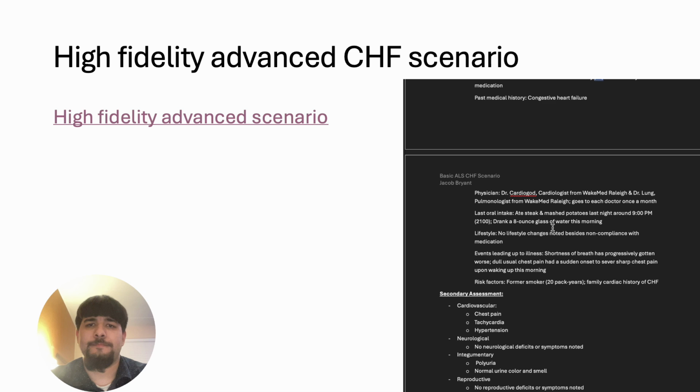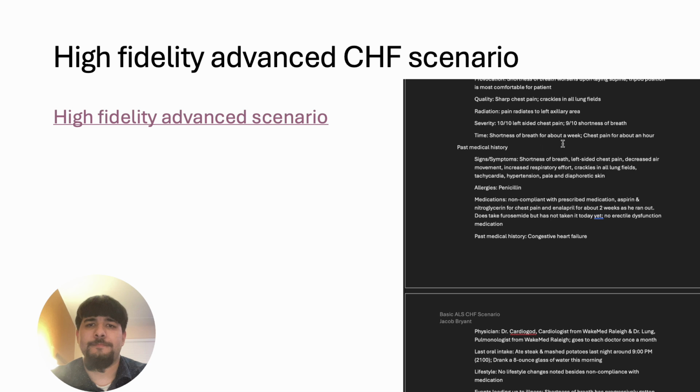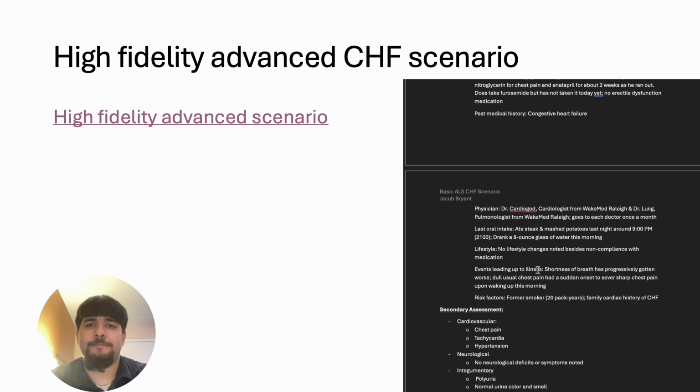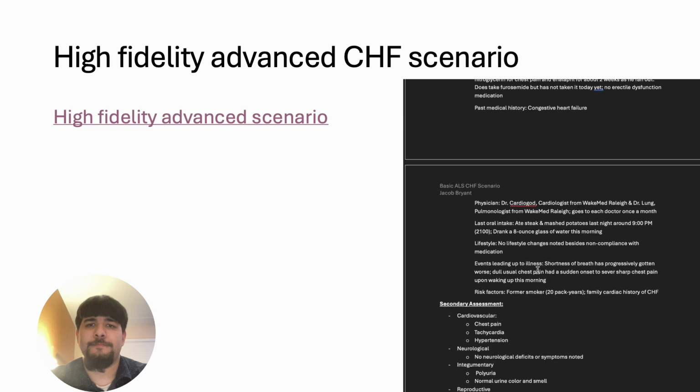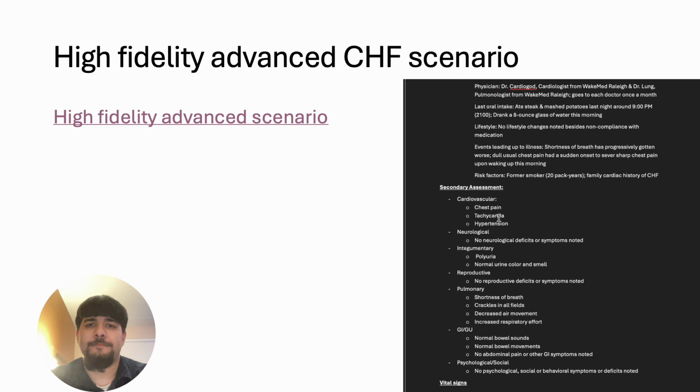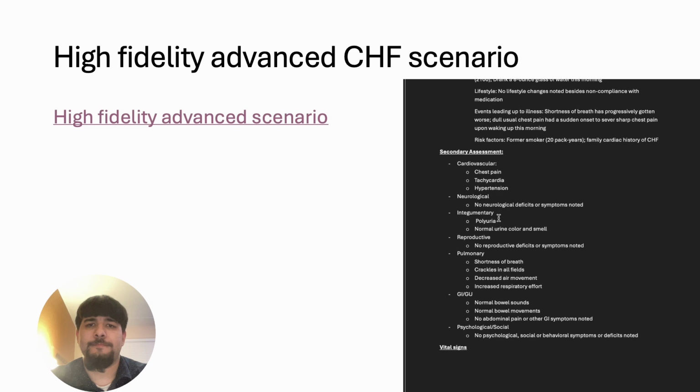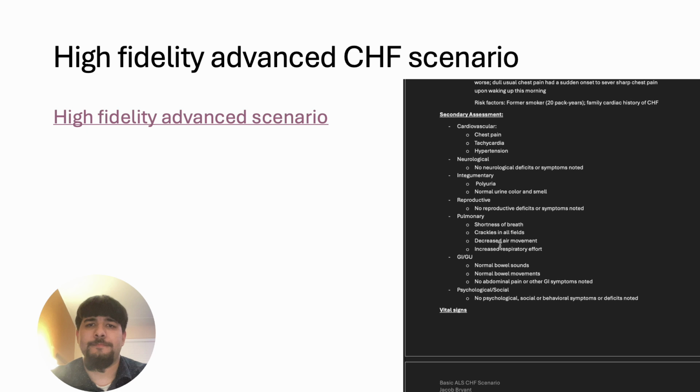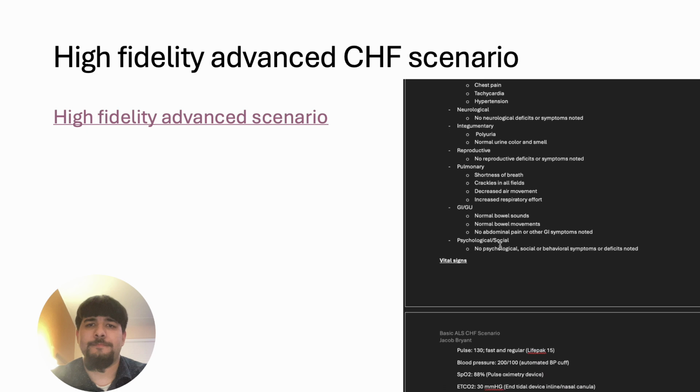Shortness of breath has been going on for about a week, as I was saying up here, but has gotten progressively worse. And the unusual chest pain he had was a sudden onset of severe chest pain this morning. Was a former smoker and does have a family cardiac history of CHF. Going quickly through the cardiovascular secondary assessment, has chest pain, tachycardia, hypertension, does have increased urination. For pulmonary, shortness of breath, crackles in all fields, decreased air movement, increased respiratory effort.